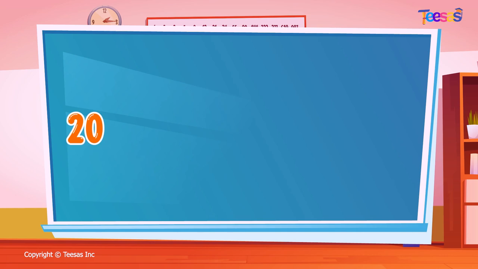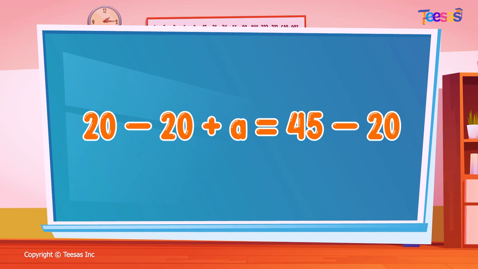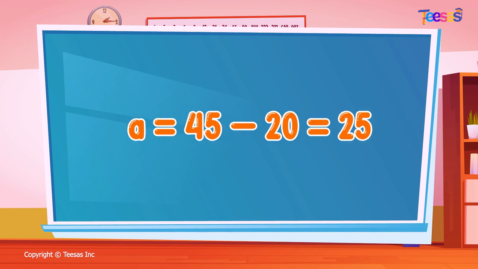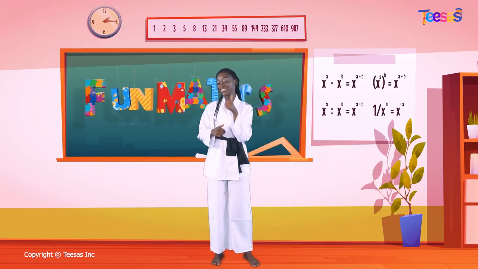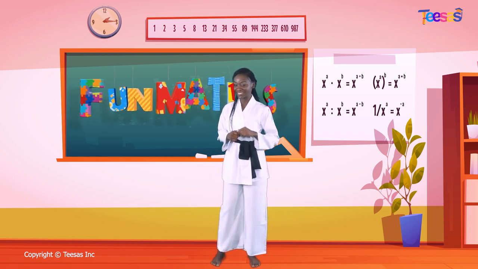This gives 20 minus 20 plus a equals 45 minus 20. 20 takes out 20. A equals 45 minus 20, which is 25. Super! We did it! It's time to check and see that we are correct.